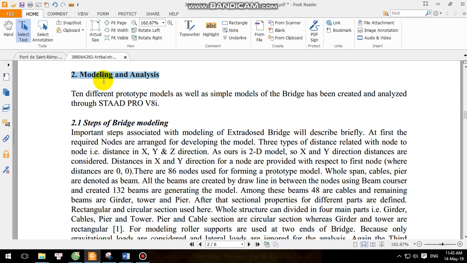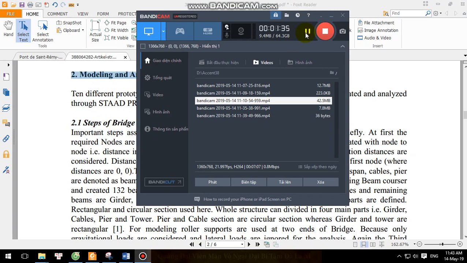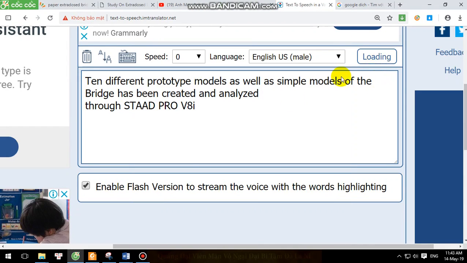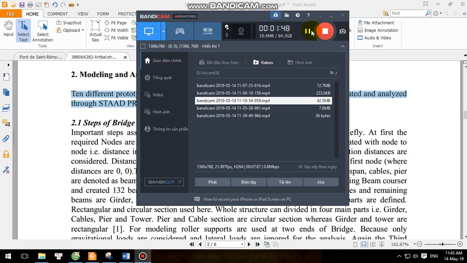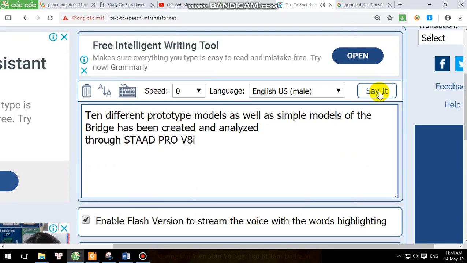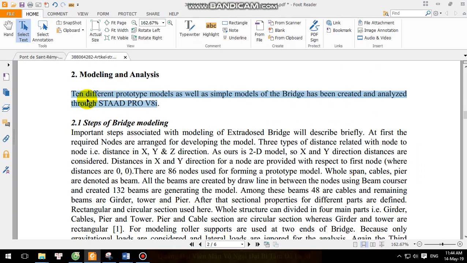2. Modeling and analysis. Through Extradosed-Study, ten different prototype models as well as simple models of the bridge have been created and analyzed.